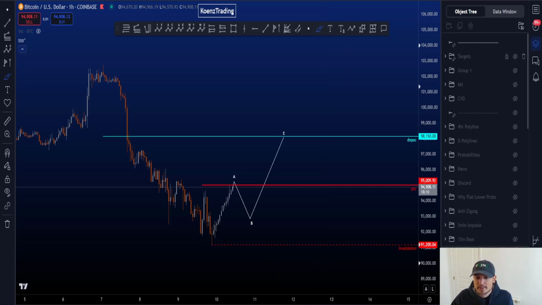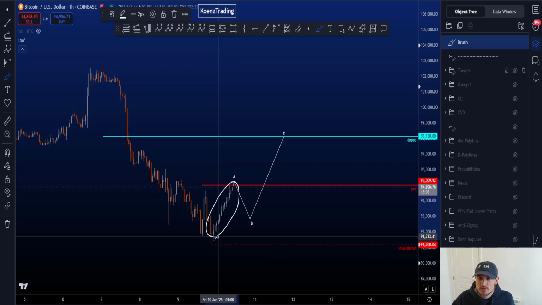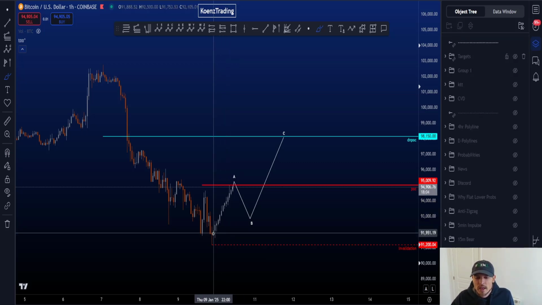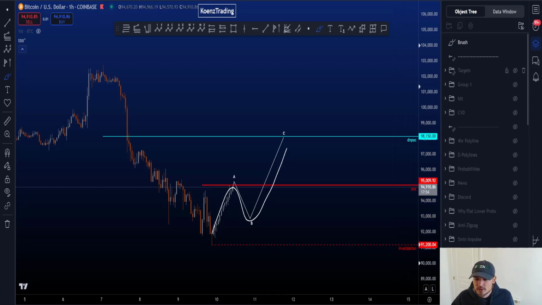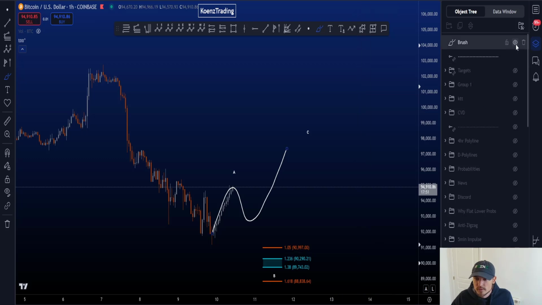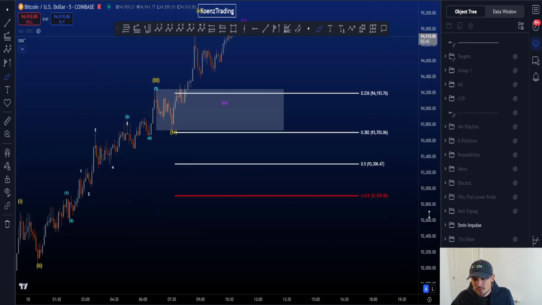Now your higher probability scenario is counting this at the moment as an impulsive structure to the upside, which would therefore mean the probabilities are higher to see a structure like this for the bears, an ABC. For the bulls, an impulsive structure, right? But alternatively, if you hit the invalidation, then a flat, which is this over here, would be on the cards for me.